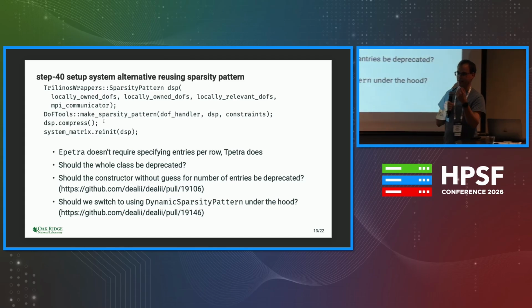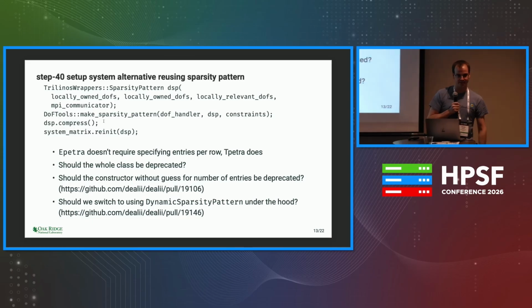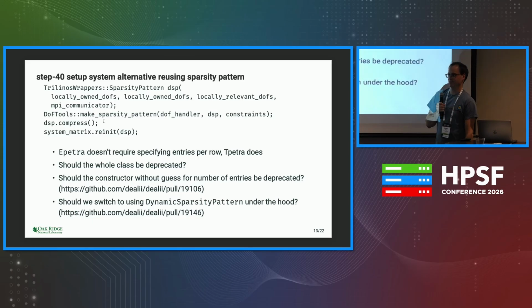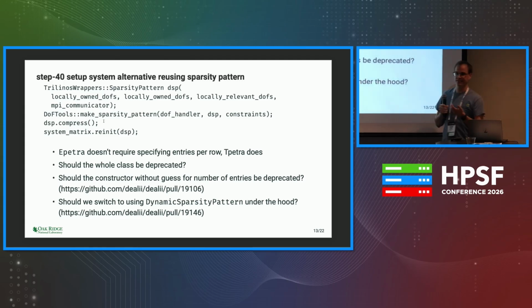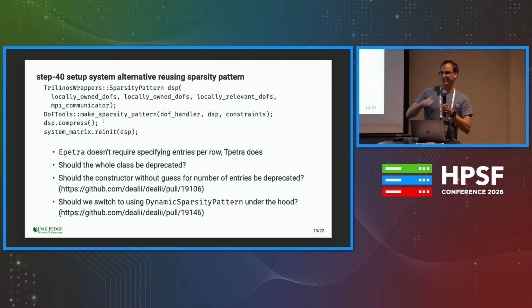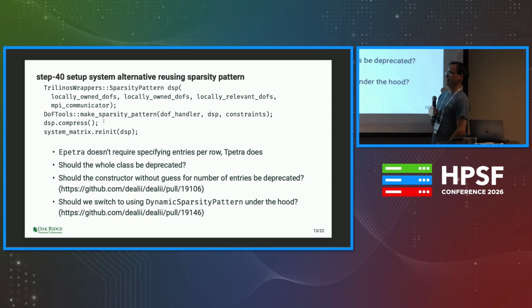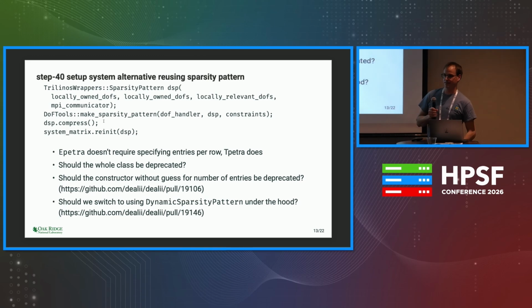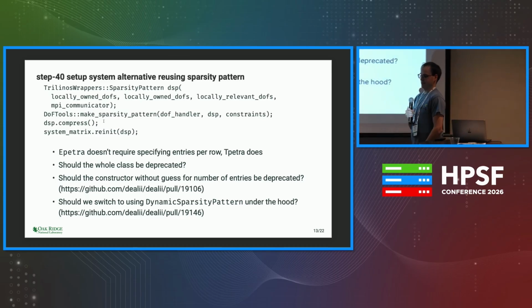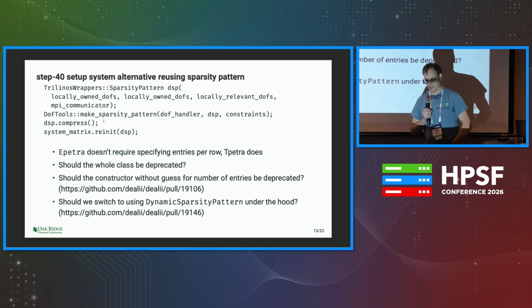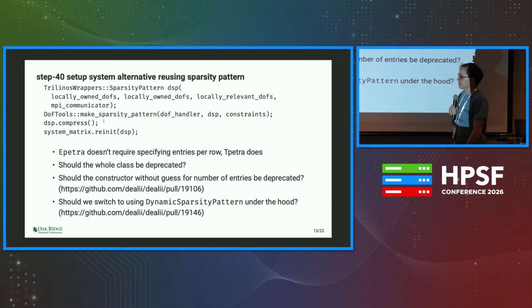So you didn't need to care about allocating the correct number of entries, and so that's why a lot of users don't use that. They just say, okay, we don't allocate anything, we just say the guess is 0, and go with that. And then Tpetra at some point disabled that because you can't allocate well on the GPU.